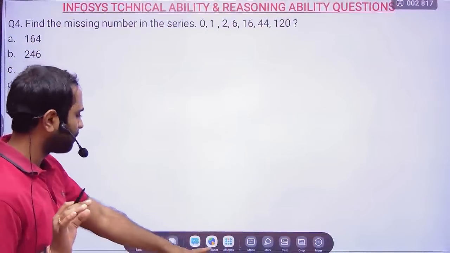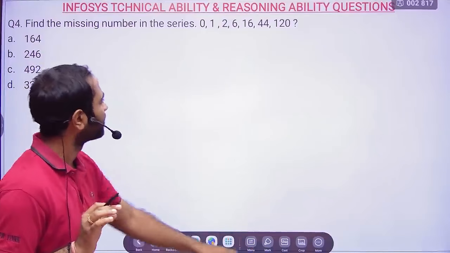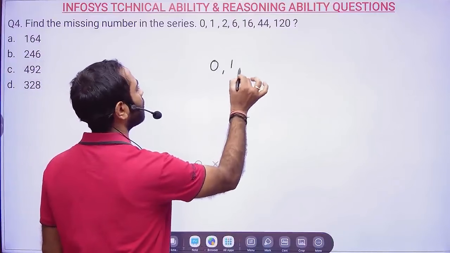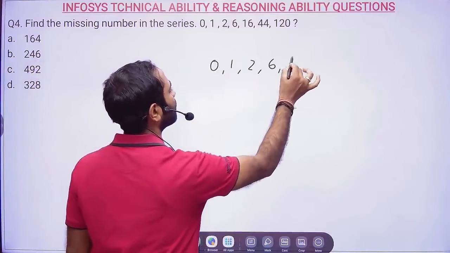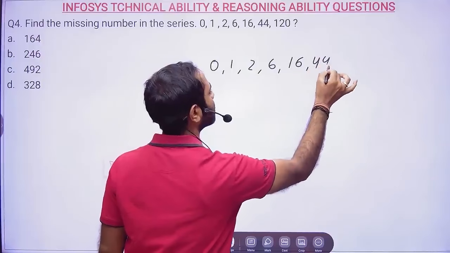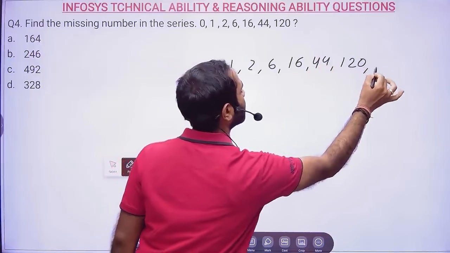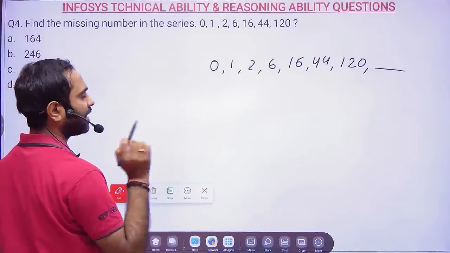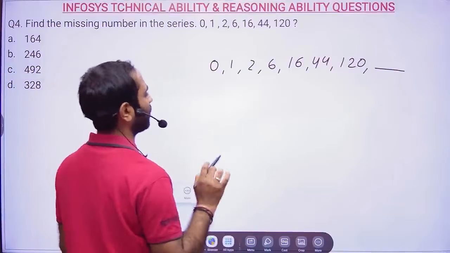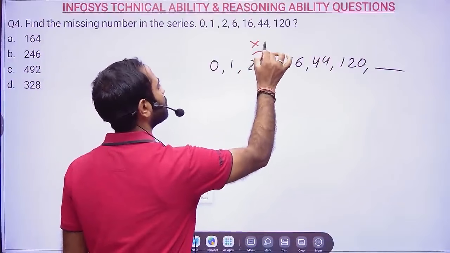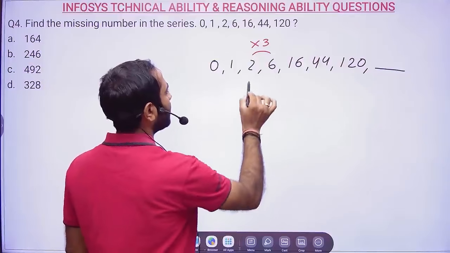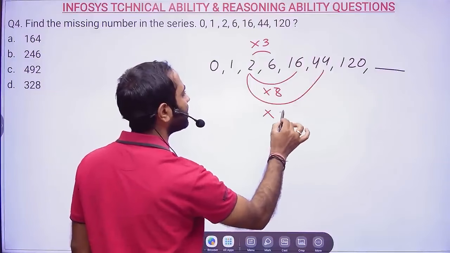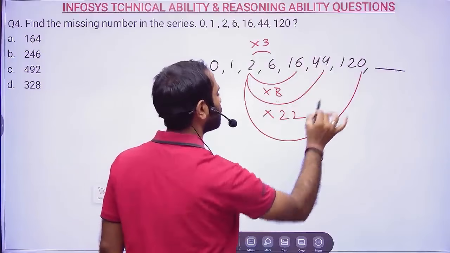Now find the missing number in the series. We have 0, 1, 2, 6, 16, 44, and 120, and then the next number. Now here if you try to see, it's a very different kind of logic. Here we could see 2 into 3. Here I could see 2 into 8. Here I could see 2 into 22. And here I could see 2 into 60.